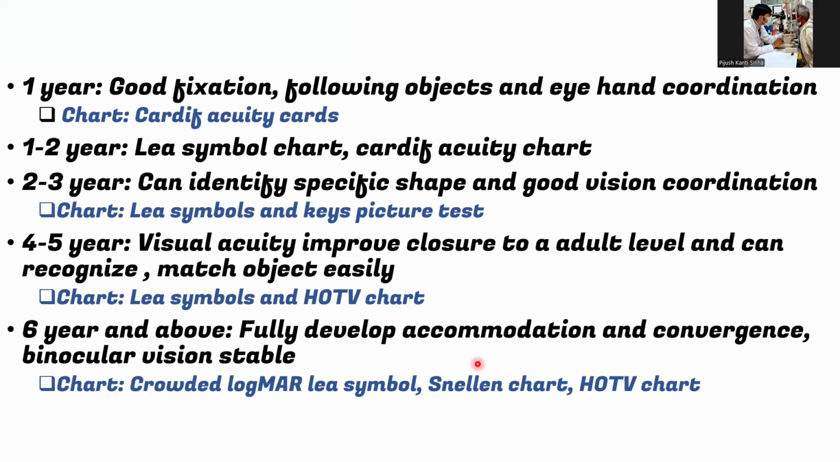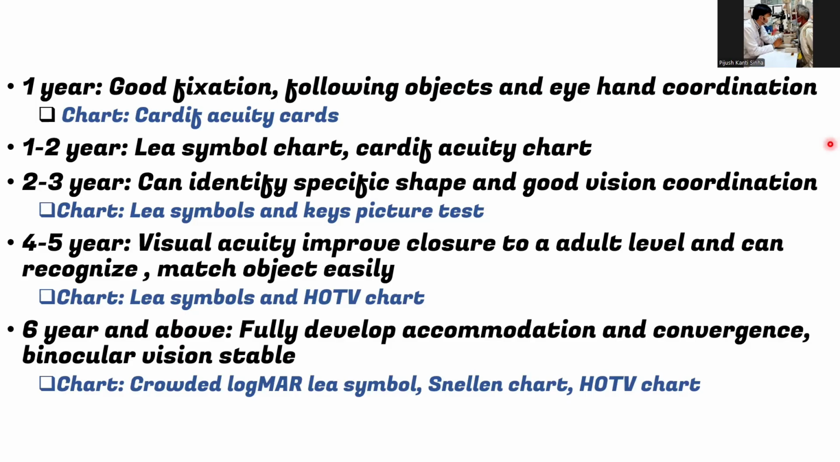So now let me go to the higher level. At 1 year of age, babies start fixating and following objects quite well. You will also notice that their eye-hand coordination is improving, so they try to grab toys and follow a moving light. For testing, we usually use the Cardiff acuity card because the baby doesn't need to speak. We just observe which side they look at, and it's a great test for infants.